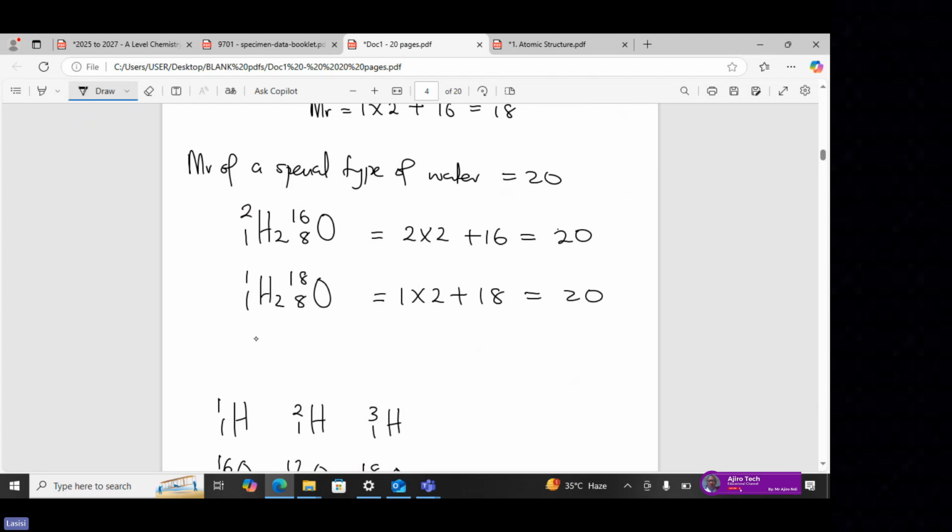Yes. What if I now give you this? 2 1 hydrogen, 2 18 8 oxygen. What will be the molar mass of this one? Hydrogen is now 2 here. It's 2 times 2 for hydrogen plus 18. What does it give you? 22. Good. So we call them heavy water, that are heavier than normal.